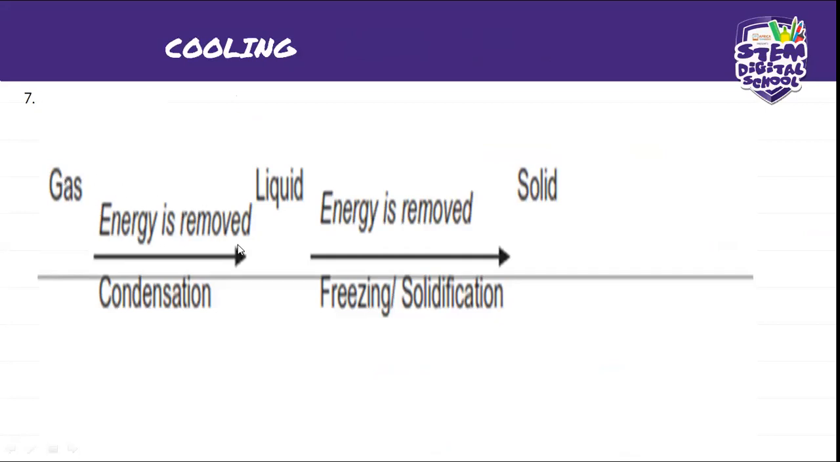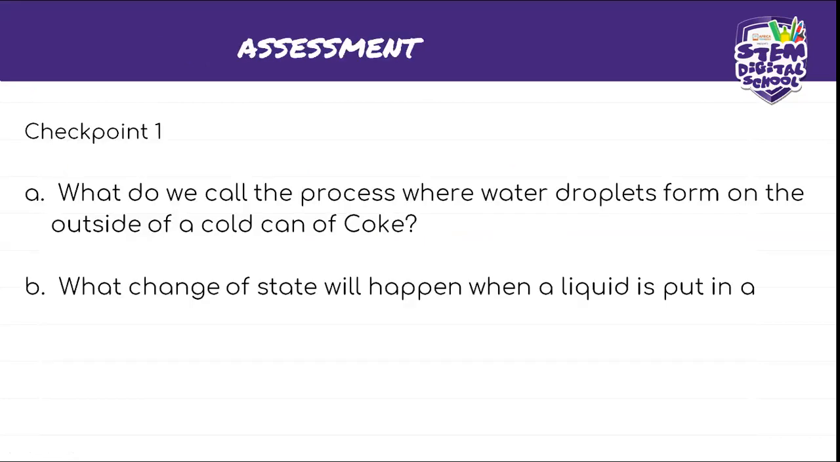Gas, energy is removed, it becomes liquid. Energy is removed, it becomes solid. Again, energy is removed, it freezes. Then what? Condensation. So energy is removed. If it is a gas, it condenses. Further removal of energy, it is freezing or it becomes what? Solid. The process is called solidification.